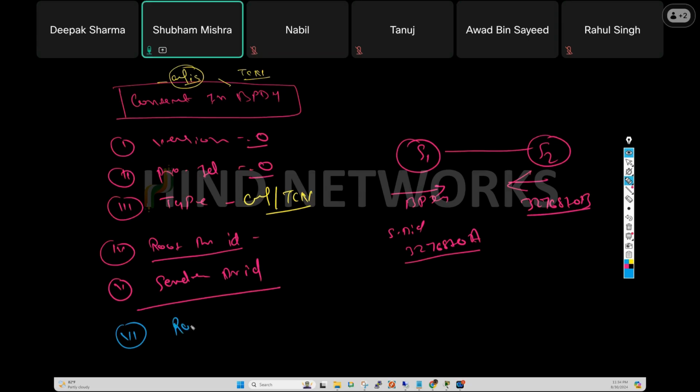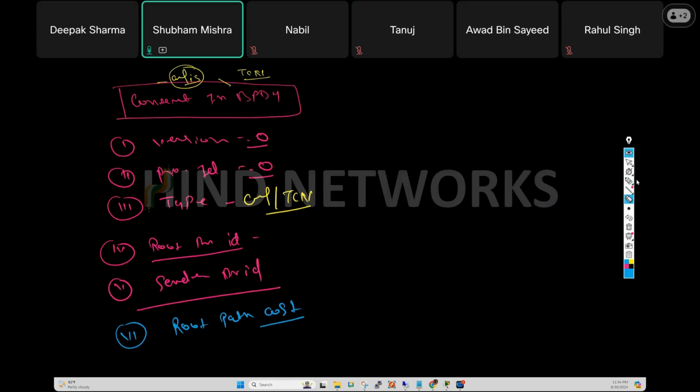Now, next is root path cost. What is root path cost? I will tell you, just wait a minute. First of all, write the content. Next one is, guys, sender port ID. Port ID means, for switch 1, this is the interface, FastEthernet 0/0. So this is the port ID. I will tell you actually how the port ID is calculated.